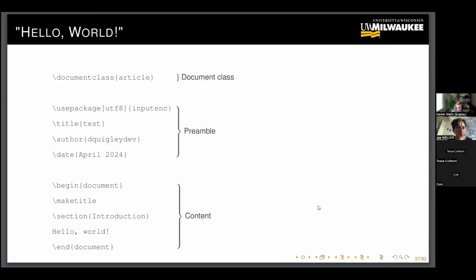Yeah, the main point that I really want to stress here is that we need these three ingredients. We need the class, we need the preamble, and the content. And that's how we make our document.